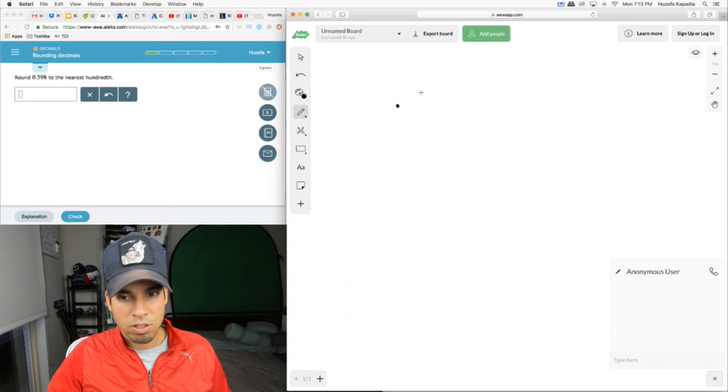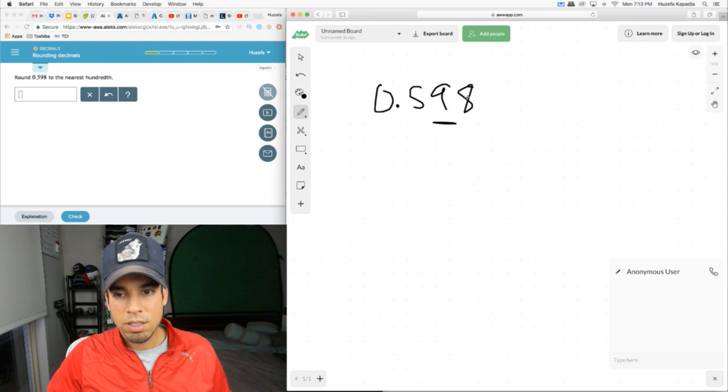Now we're rounding to the nearest hundredth. So 0.598. Where's the hundredths spot? Right here. Okay. So we look at this digit. Is it 5 or greater? Yes. So it knocks this one up.